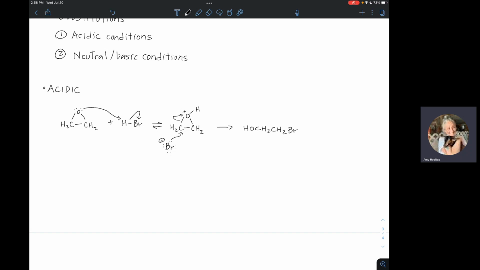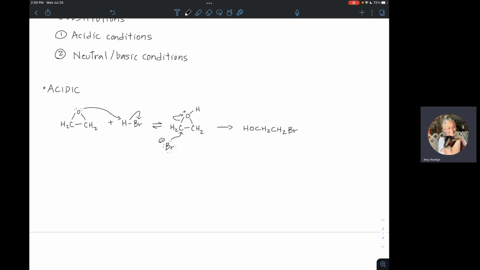So under acidic conditions, the acid will protonate the oxygen of the epoxide. That's that first step. The protonated epoxide is going to undergo a backside attack by the halide ion. So this is SN2. Well, in this case, SN2. I'm going to explain in a second how it's kind of like SN2, SN1-ish when I draw an asymmetric epoxide. But we're going to do a backside attack by the halide ion.